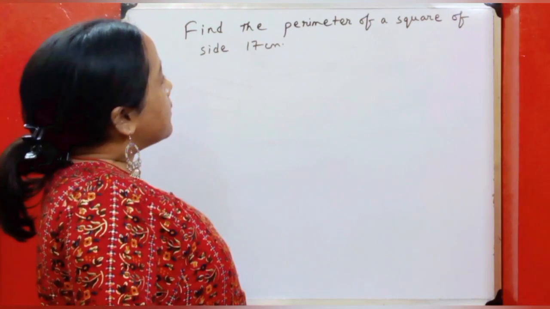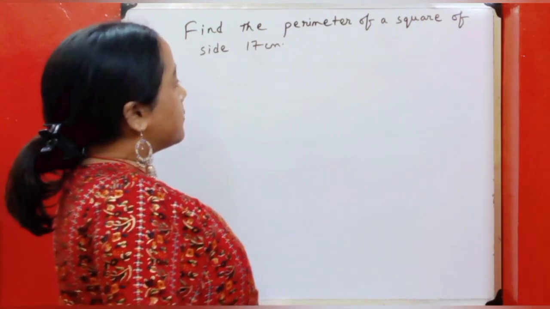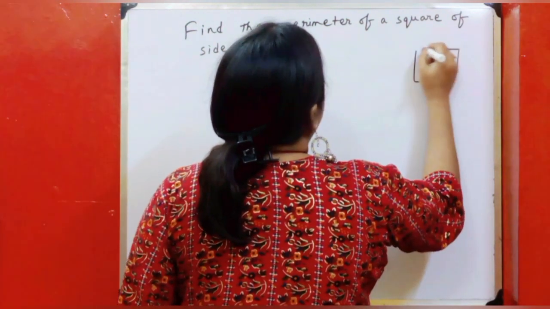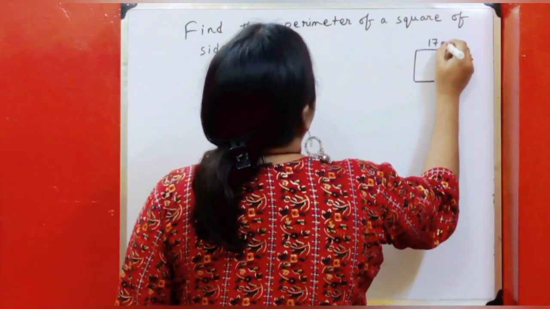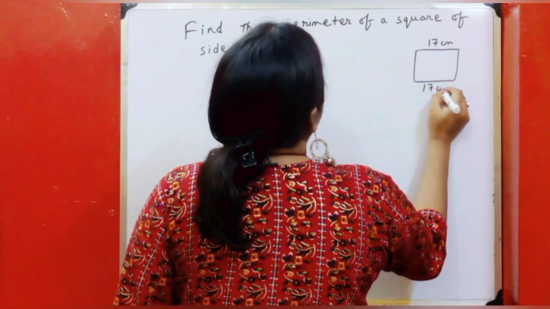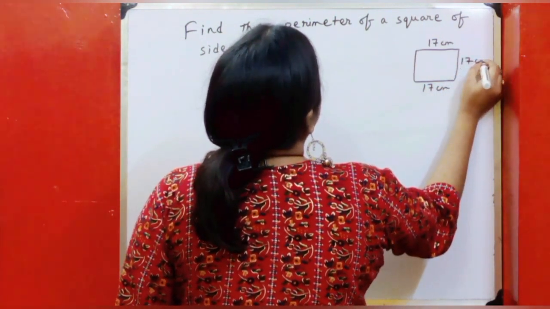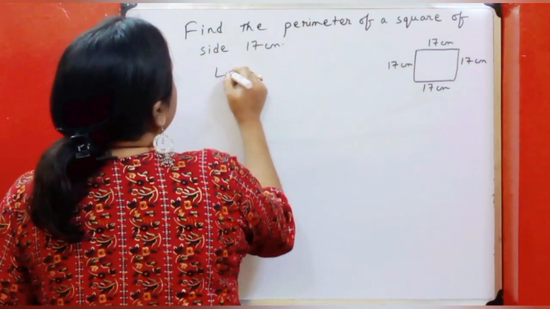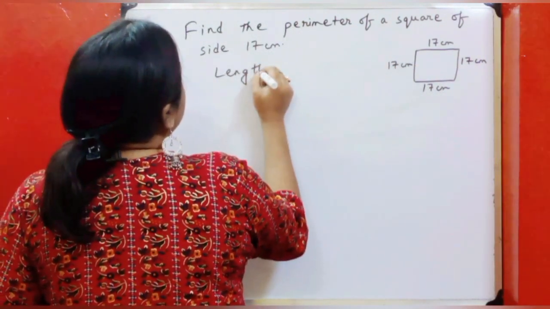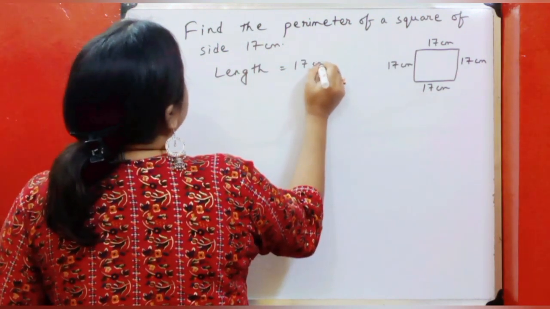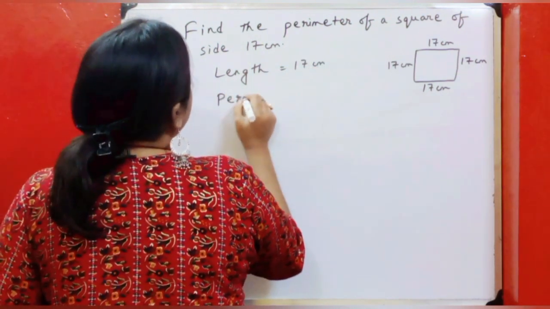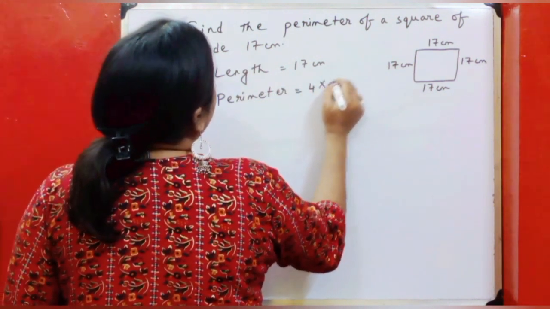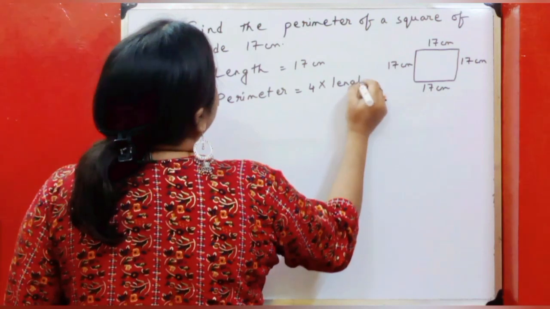Find the perimeter of a square of side 17 centimeter. Suppose it's a square. So each side is 17 centimeter. So length is equal to 17 centimeter. There is a formula. I have uploaded videos on this kind of formulas, so please watch those videos.